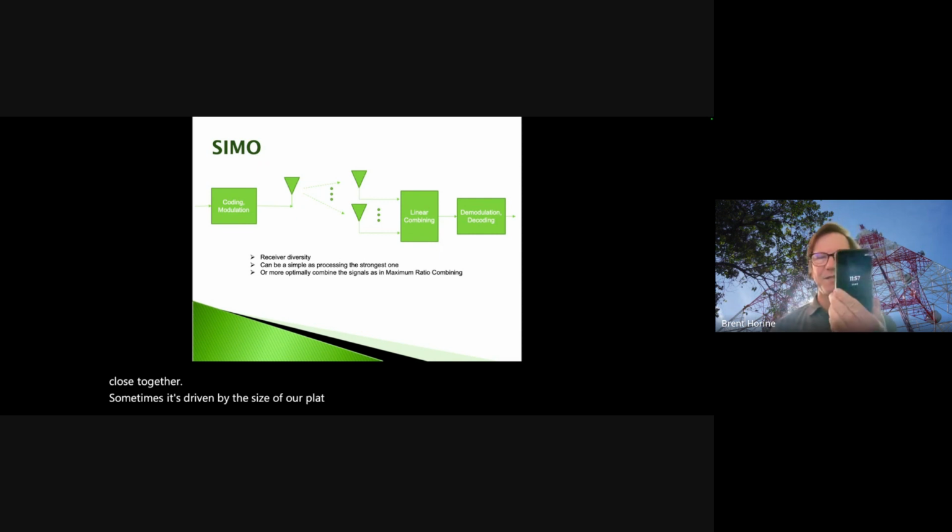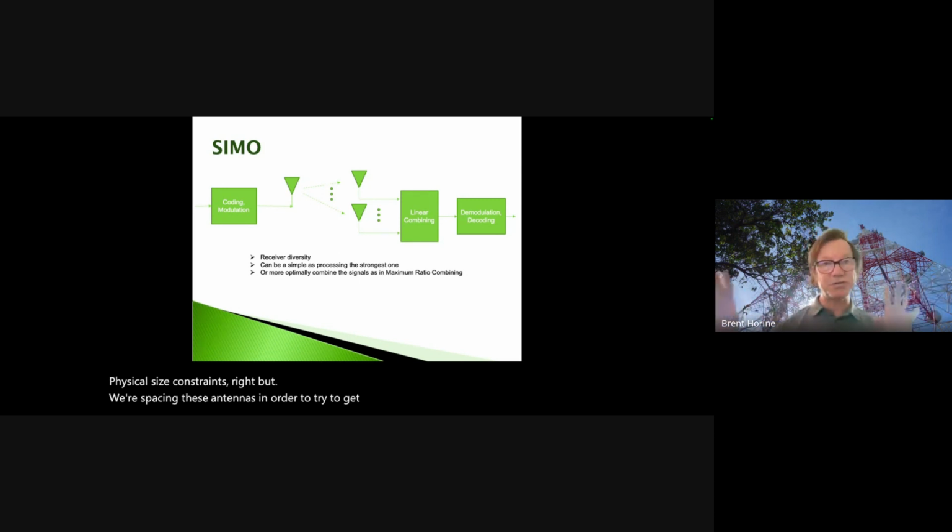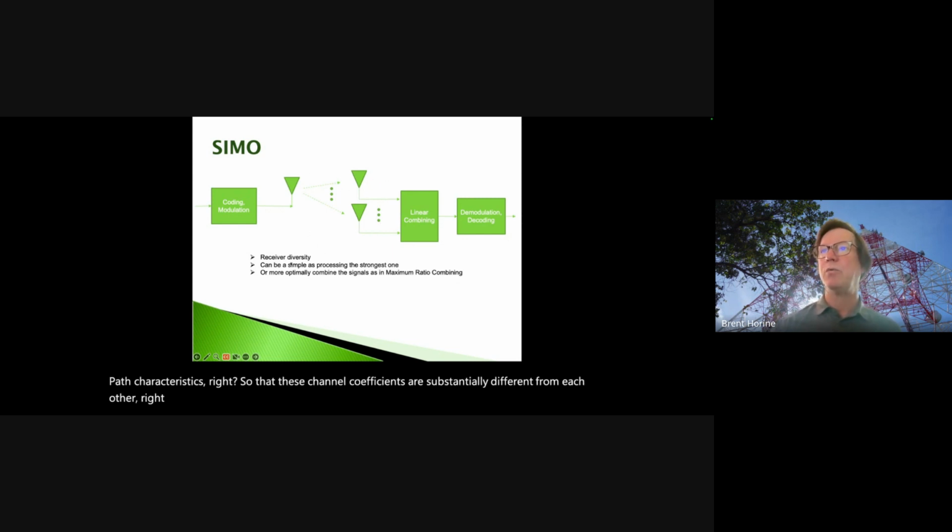If it's a cell phone type of thing, we want to have multiple antennas inside this case. We're driven by those physical size constraints, right? But we're spacing these antennas in order to try to get diverse path characteristics, so that these channel coefficients are substantially different from each other, right? And that's how we can pick up this diversity, right?